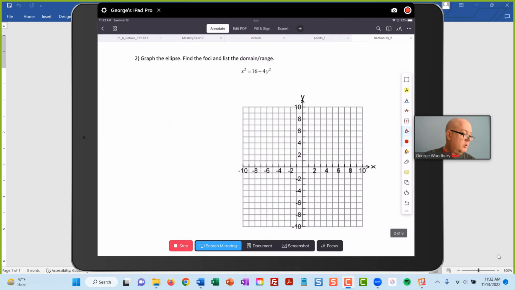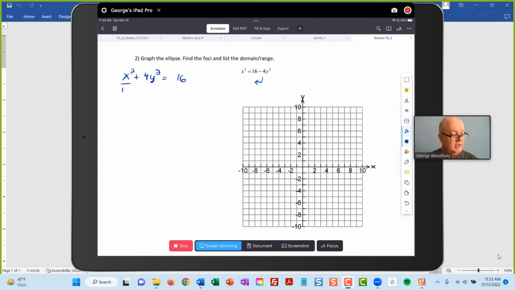Got one more for us in this video, and first thing we want to do is make sure that we get the x squared and y squared together on the same side. So if I add the 4y squared over to the left, we've got x squared plus 4y squared equals 16. Whenever you have an x squared and a y squared being added together on the same side, and their coefficients are different, you've got an ellipse. If the coefficients are the same, you've got a circle.